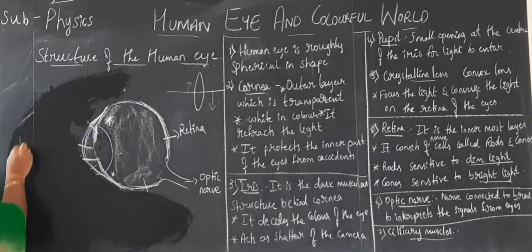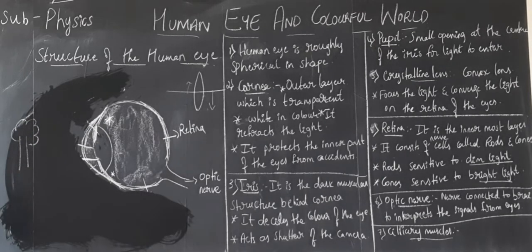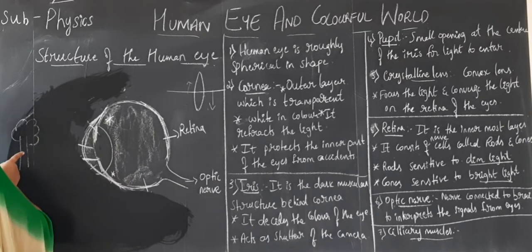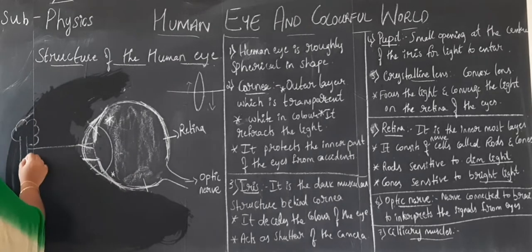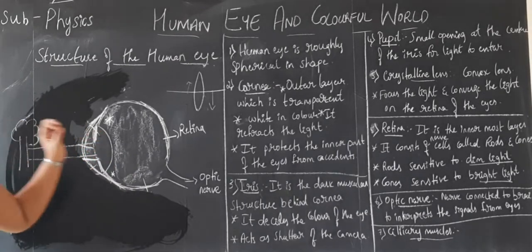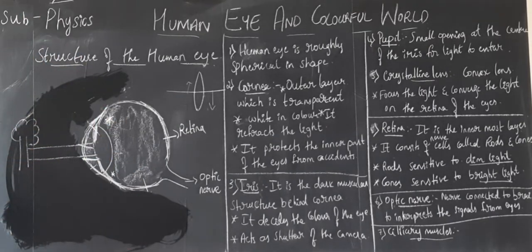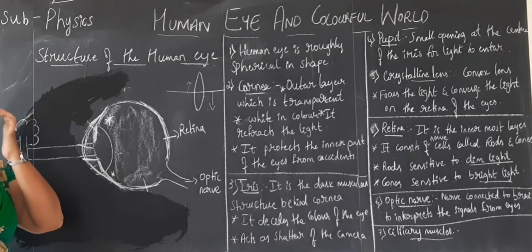Suppose a tree is here. There is a tree. When the light falls on the tree, the light gets reflected and falls on your eyes. There are various rays of light reflecting back from the tree, so you can see there is a tree right in front of you. As soon as the light enters the eyes, what will happen?